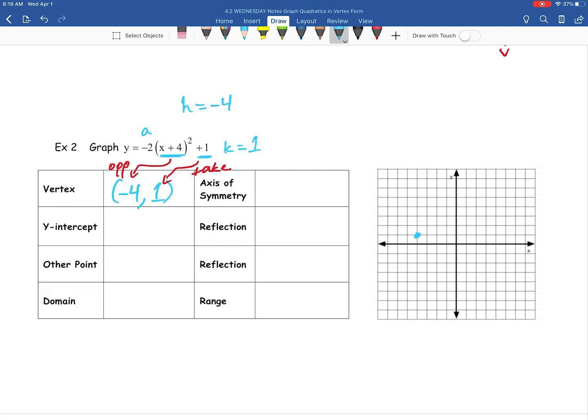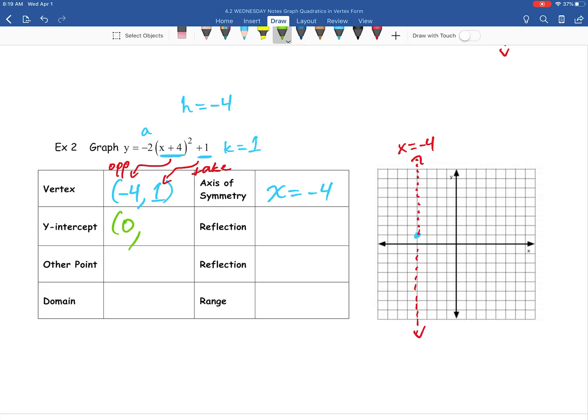And then our axis of symmetry is super similar to before. It's just x equals -4. So then, again, that acts as our mirror going up and down. X equals -4.